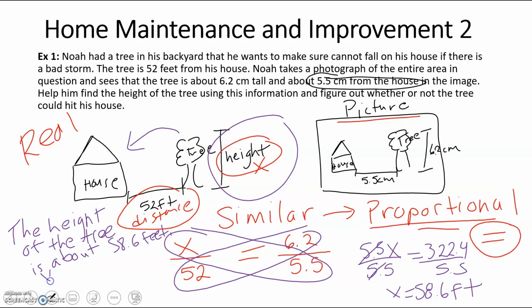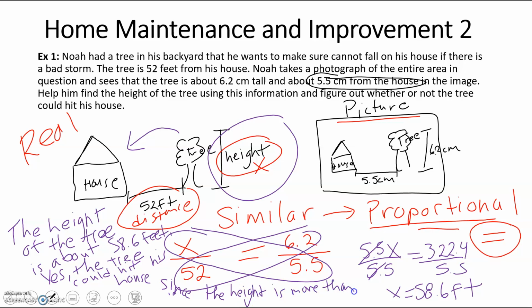So we're going to say, yes, the tree could hit his house since the height is more than the distance. And sorry, that's not super neat. And that's pretty much it.